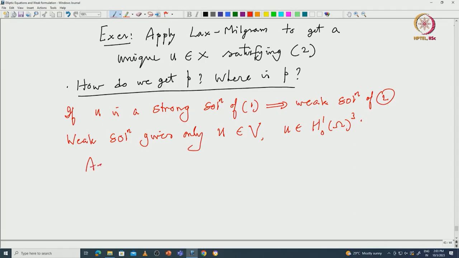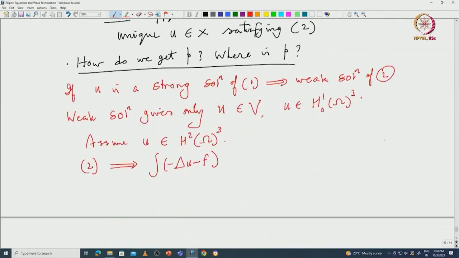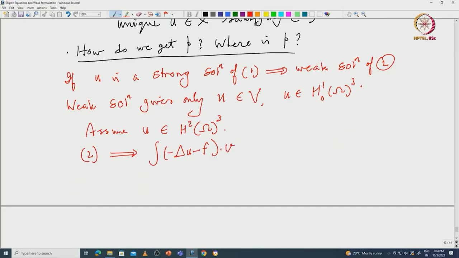So assume U is in H2 of omega power 3, or C2, whatever it is. We have to find U satisfying 1 with an appropriate pressure P. So how do you do that? 2 gives, you can do an integration by parts, that immediately gives you minus Laplacian of U minus F, okay. And what is your weak formulation? You just take that weak formulation for V, V as all dot product equal to 0 for all V in V.